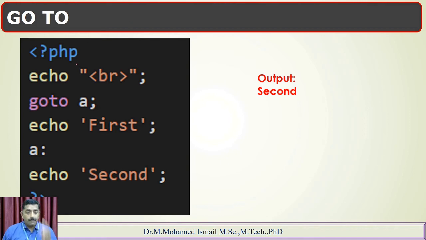One example with PHP: simply I am printing, and this break is used to print a new line. I am not printing anything here, just moving to the next line. Goto A, where A is the second label, so echo second I am printing. The program flow would be first statement, second statement, third statement. First should be printed, but here I used goto A, so it will print second, and the output will only be second.